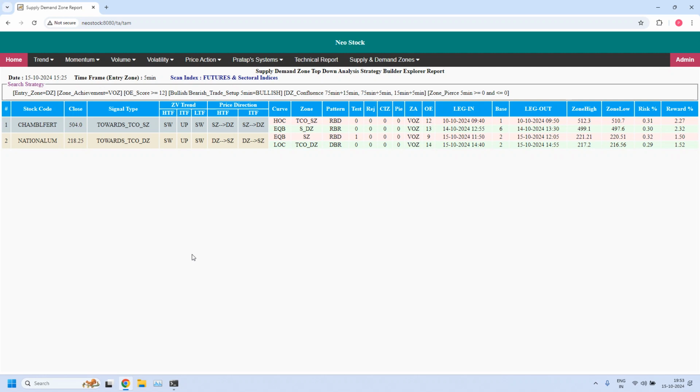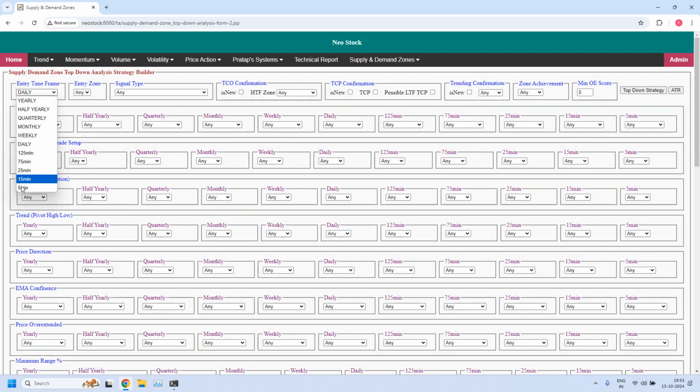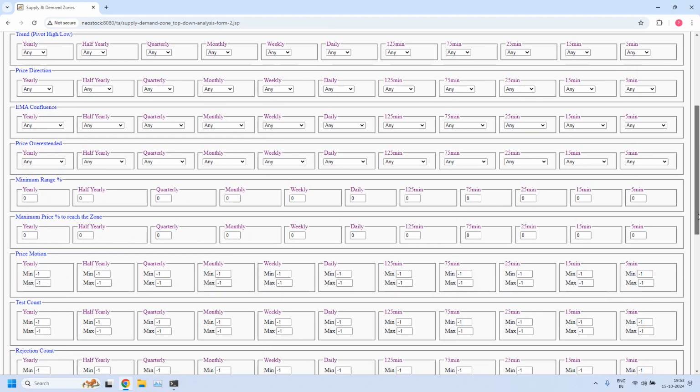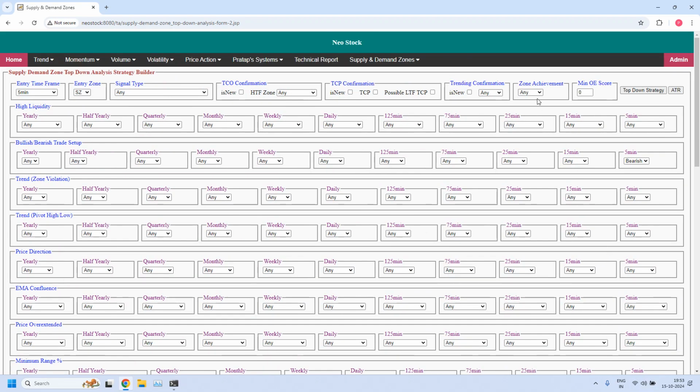Okay, next let us look for bearish trade setup for hourly income trade, that is entry time frame 5 minutes, entry zone is supply zone. In bullish or bearish trade setup at 5 minutes, I am selecting bearish, and 5 minute supply zone should not be pierced. So in the pierced count at 5 minutes time frame, I am setting minimum value 0, maximum value 0, and a zone achievement should be violated, opposing zone, minimum order enhancer score 12. All the 3 filters are applied to 5 minute supply zone.